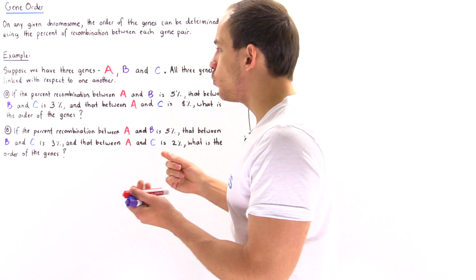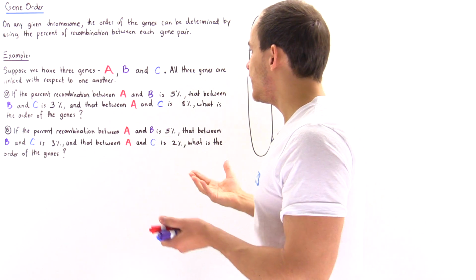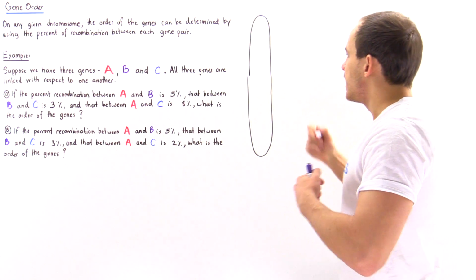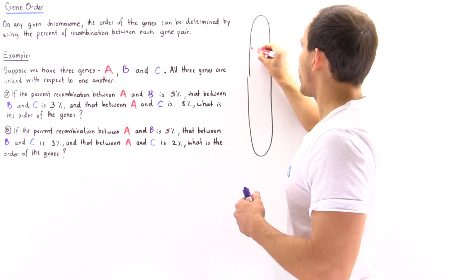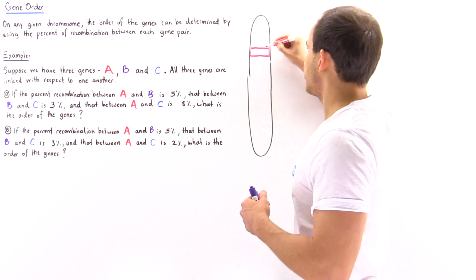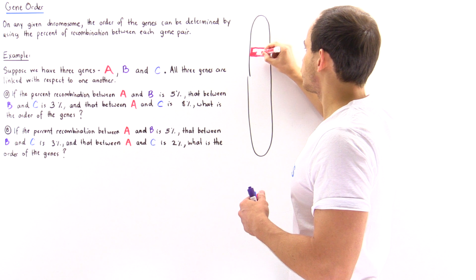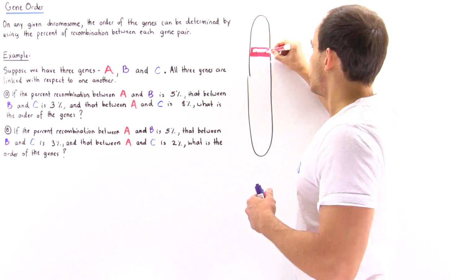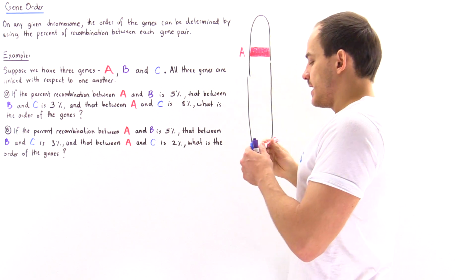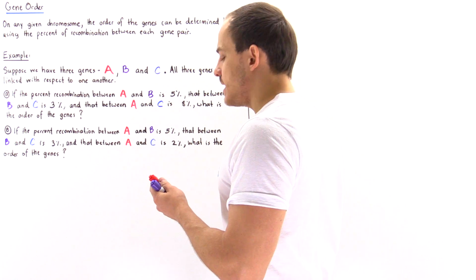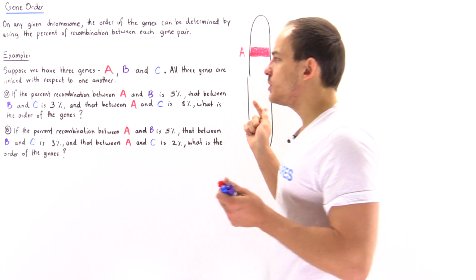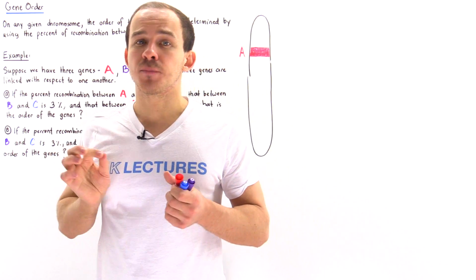Well, let's begin with a reference gene. We can begin with any one of these genes. Let's suppose we begin with gene A, and gene A is found right over here. Because gene A is given in red, I'm going to designate it with the color red. So this is gene A. Now let's move on to gene B. We know that the percent recombination between gene A and gene B is 5%.